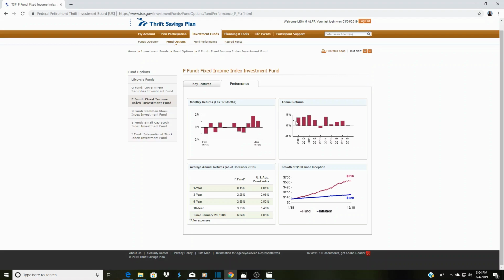So if we look at the actual numbers here, the 1 year of the F fund is 0.15%, so you haven't made a lot. And the 10-year average is 3.73%. So if you look at $100, inflation has gone to 220. This fund has gone to 616. So over a 10-year time span, any dollar you put into the F fund has returned more than the G fund over the last 10 years. But just keep in mind that the last 10 years has been unusual.